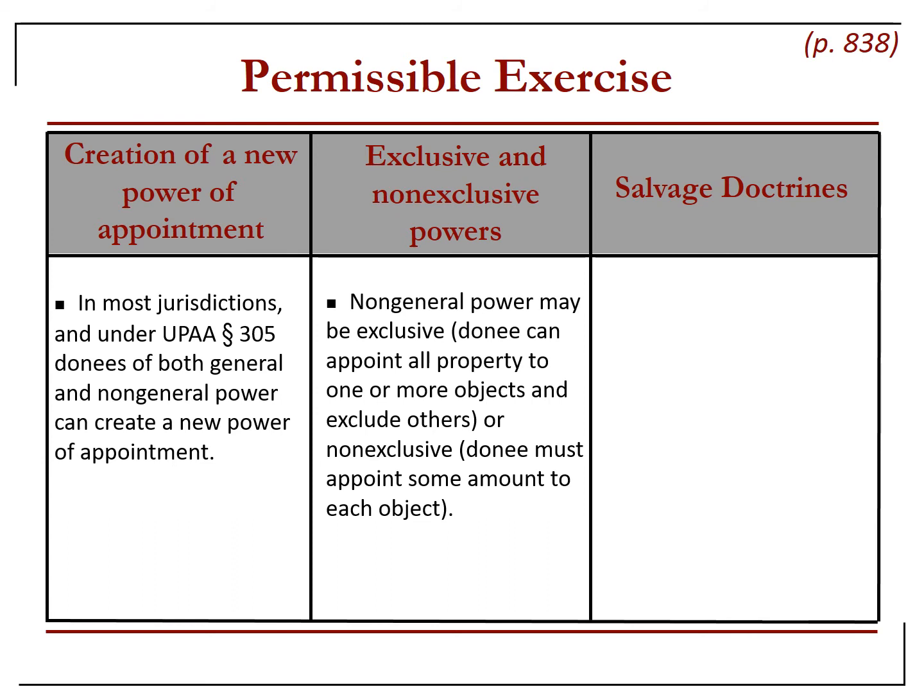A non-general power can be exclusive, and it's called exclusive if the donee can appoint all the property to one or more objects and exclude others. So if it is an exclusive power, then the donee has more freedom in appointing the property to whomever she feels matches with the intent of the settlor. If it's a non-exclusive power, then there are more restrictions on who the donee can appoint the property to. And oftentimes, with a non-exclusive power, the donor will have specified in the instrument a particular amount that has to go to each object.